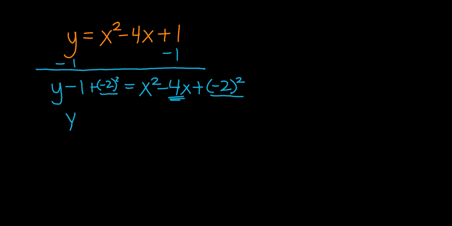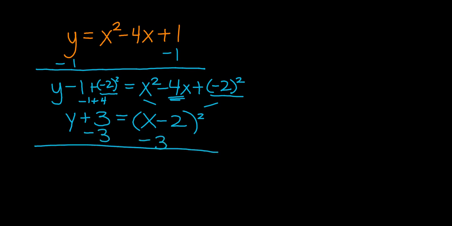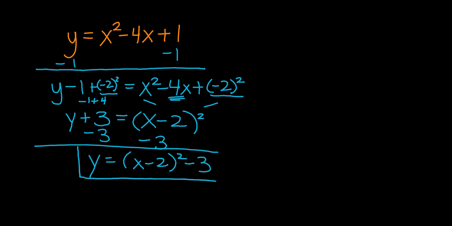On the left here, I'm going to get y, and we have minus 1 plus 4. Remember, negative 2 times negative 2 is positive 4. So this is going to be y plus 3 equals, bring down the x, bring down the minus 2 squared, and get y by itself now. So we take that 3 away, and we get y equals x minus 2 squared minus 3.